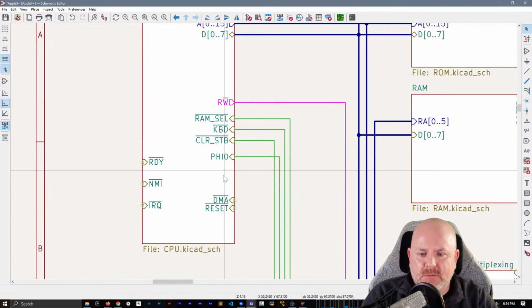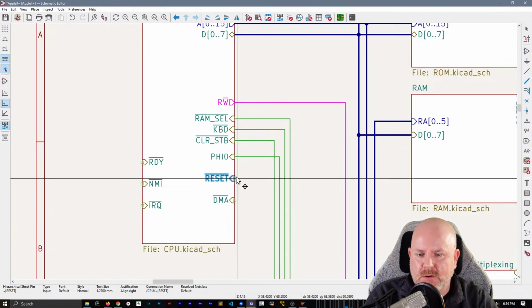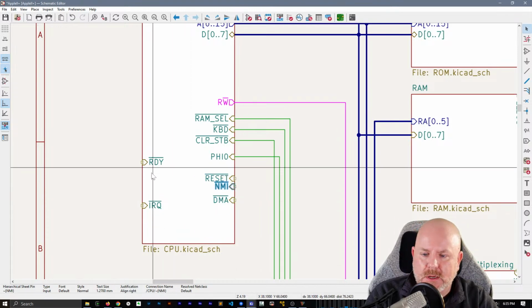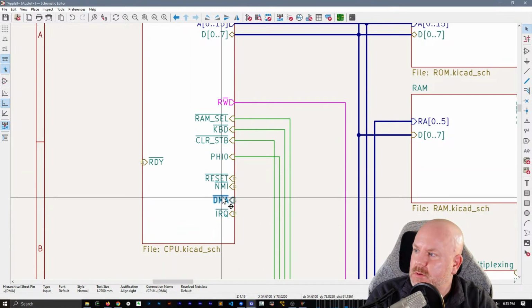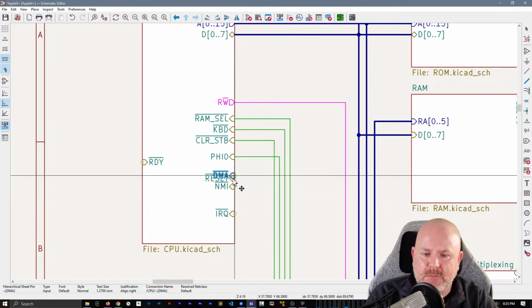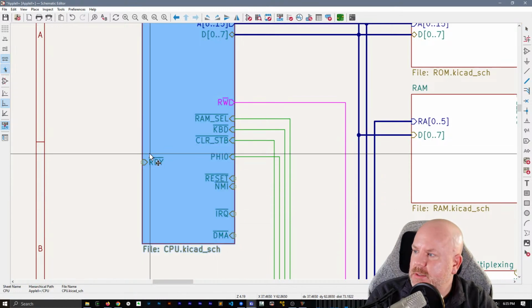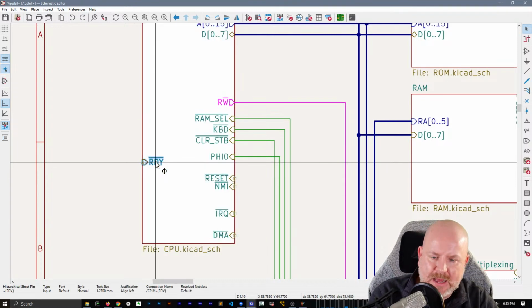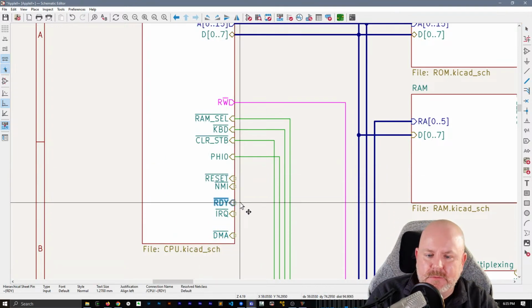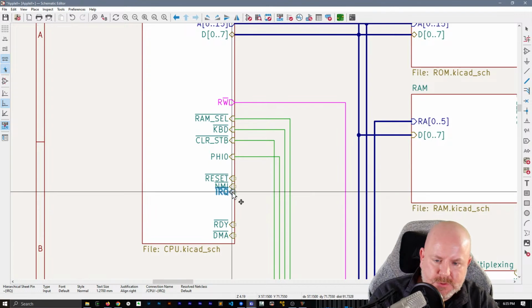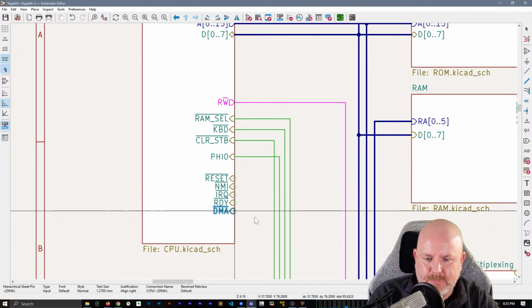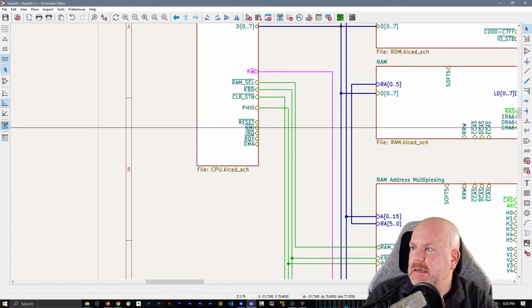Okay, so then we're going to have reset, NMI, IRQ, DMA. Well, I'm just going to put it on the bottom then. No, stop. That's not what I wanted. Are you kidding me? Come on. All right, IRQ can come up to here. Ready, and DMA. Okay, got it.